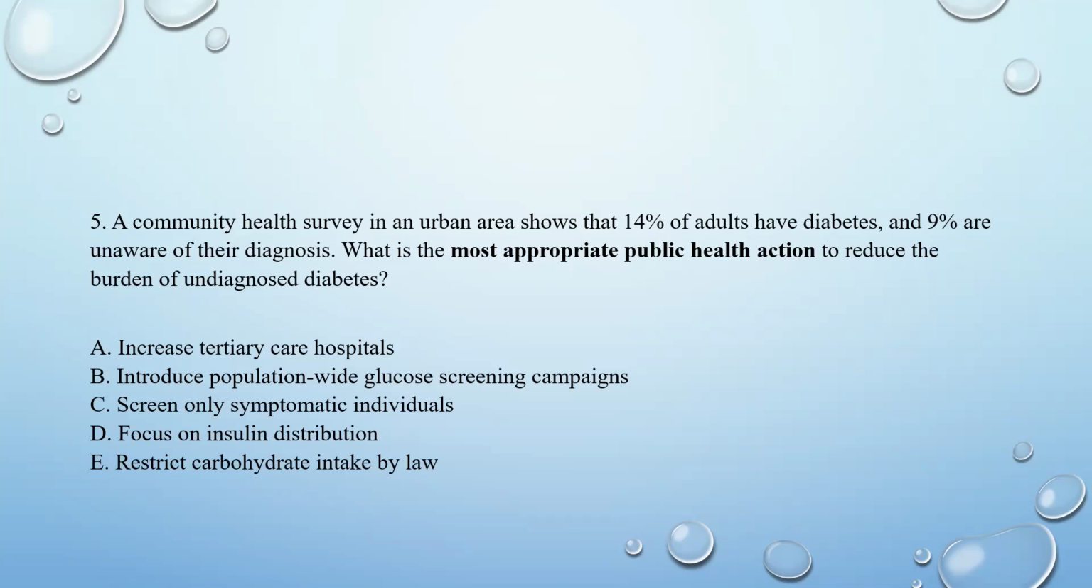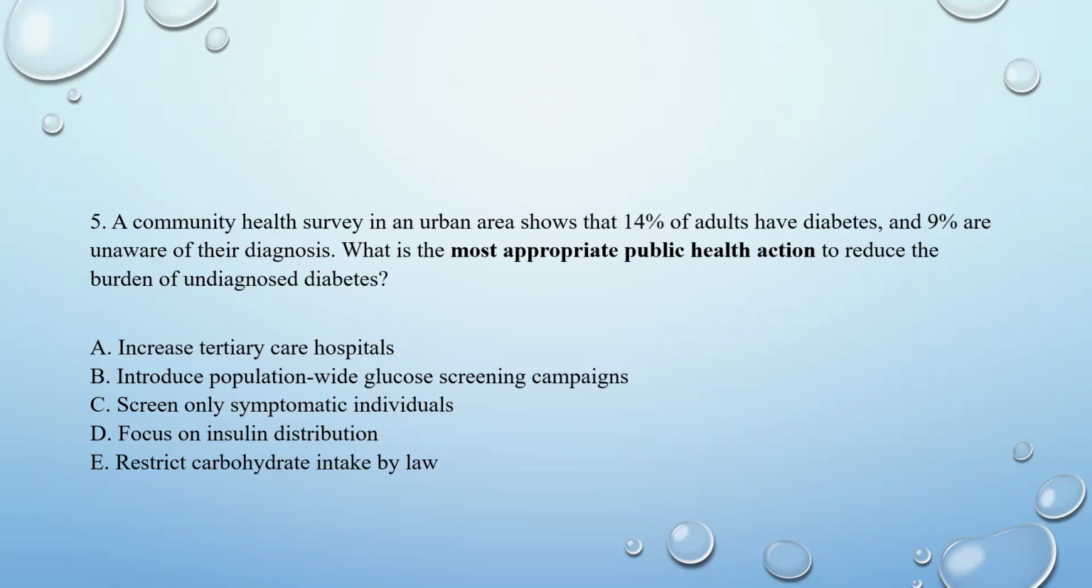The fifth MCQ: a community health survey in an urban area shows that 14% of adults have diabetes and 9% are unaware of their diagnosis. What is the most important public health action to reduce the burden of undiagnosed diabetes? A. Increase tertiary care hospitals. B. Introduce population-wide glucose screening campaigns. C. Screen only symptomatic individuals. D. Focus on insulin distribution. E. Restrict carbohydrate intake by law.